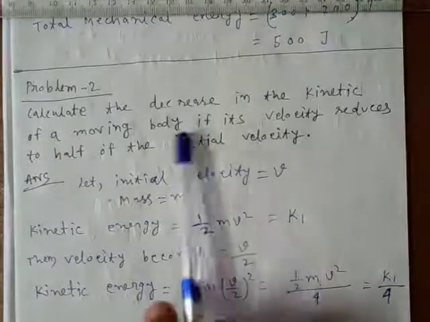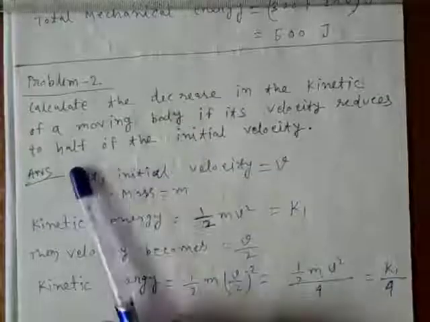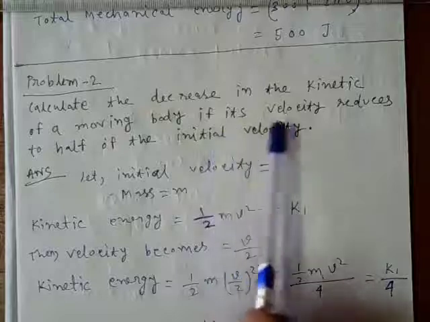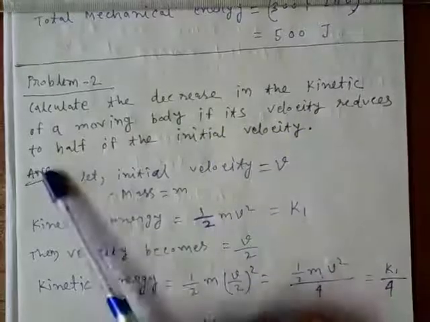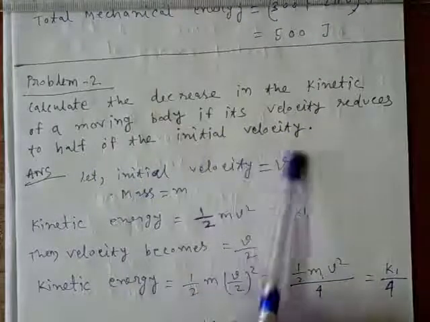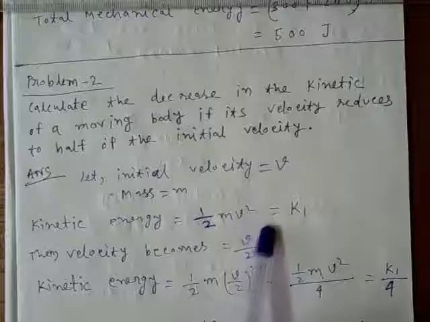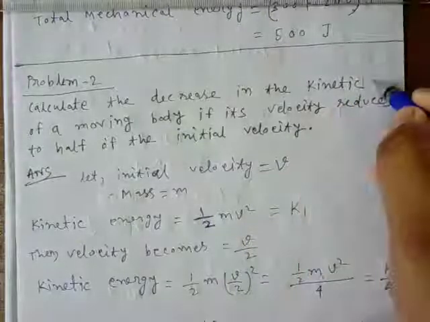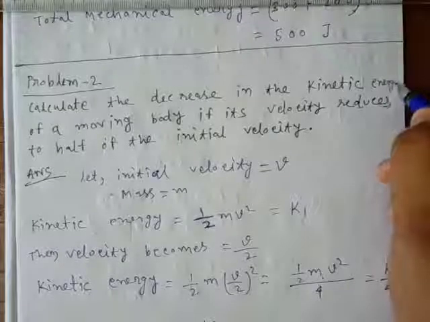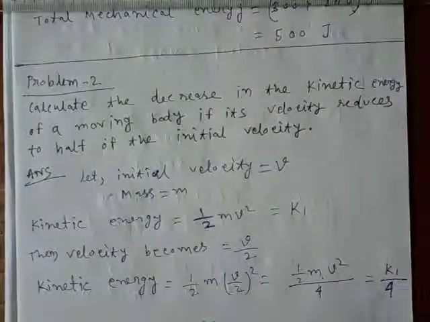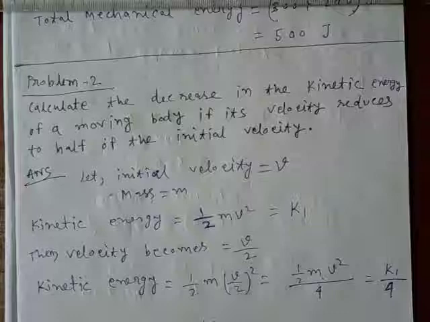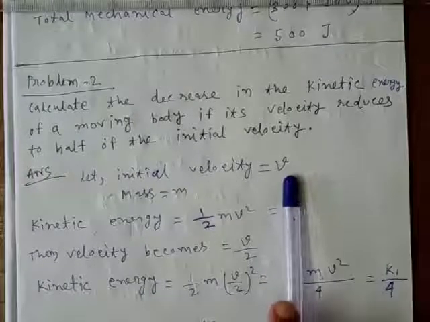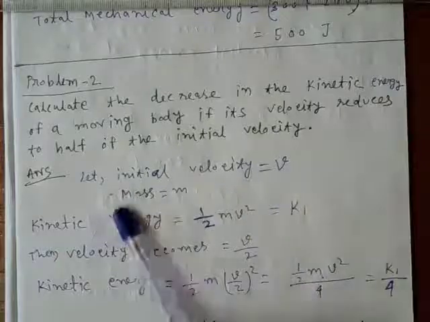Calculate the decrease in kinetic energy of a moving body if its velocity reduces to half of its initial velocity. Decrease in kinetic energy, okay, kinetic energy of a moving body. So let us consider first the initial velocity of that body is v and mass is m.